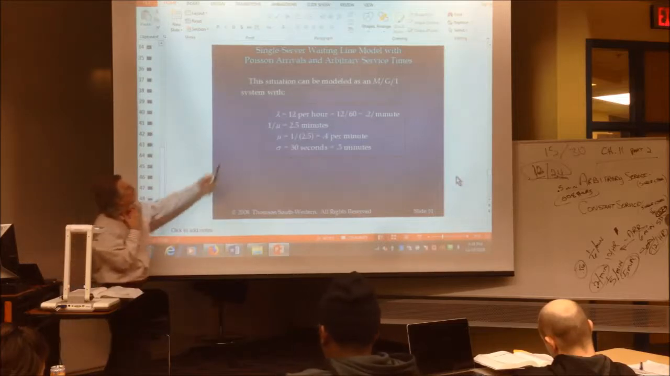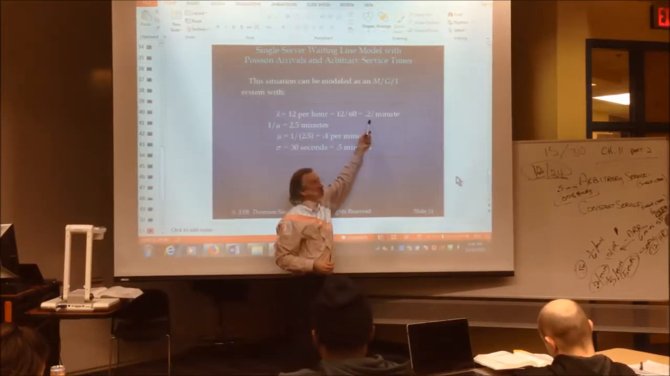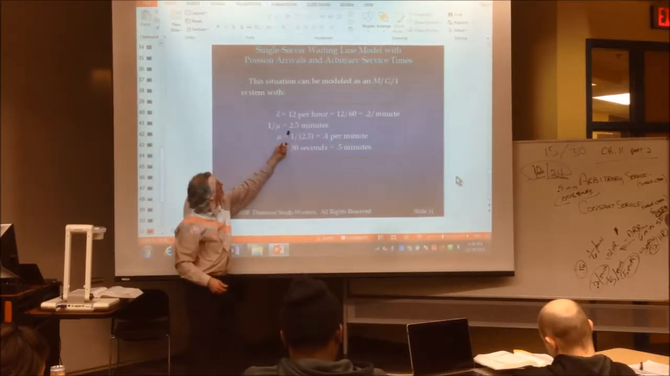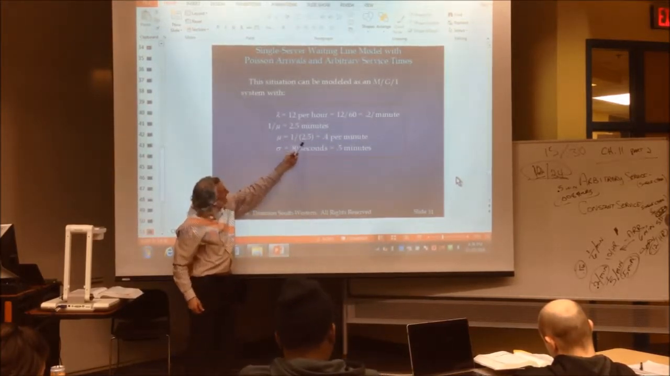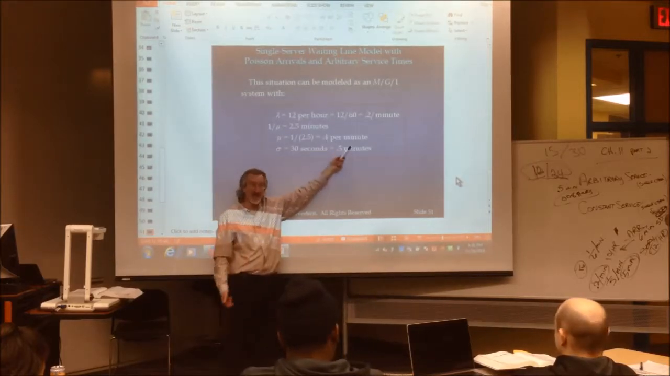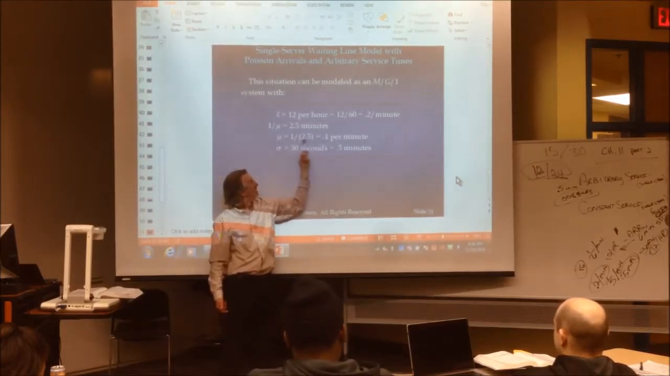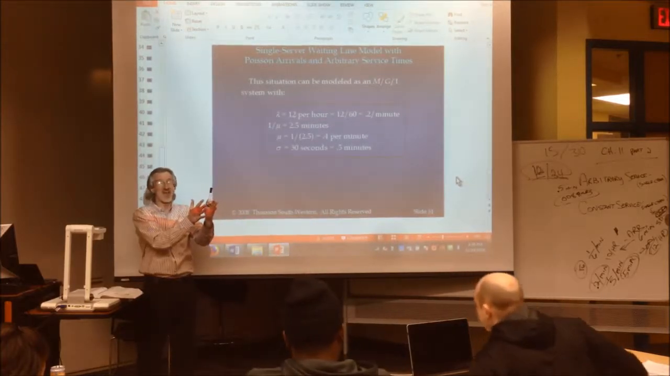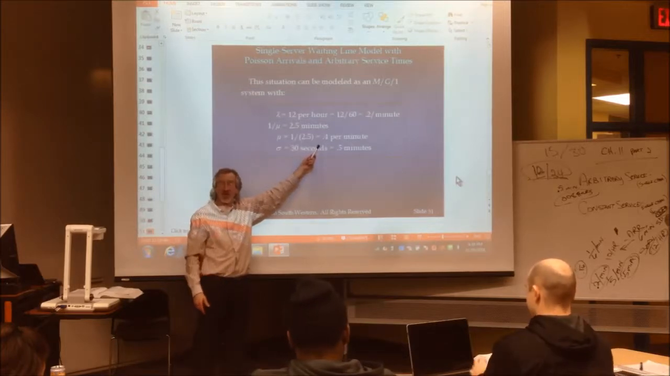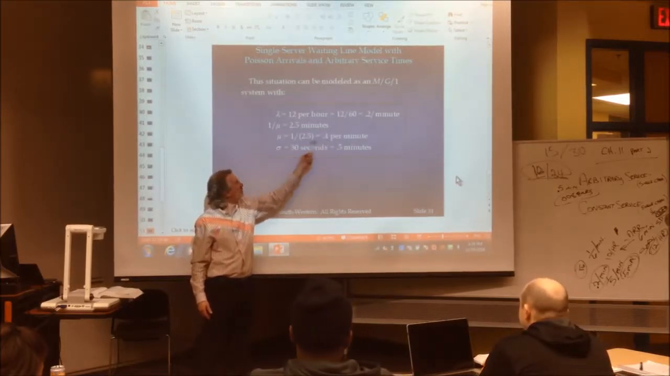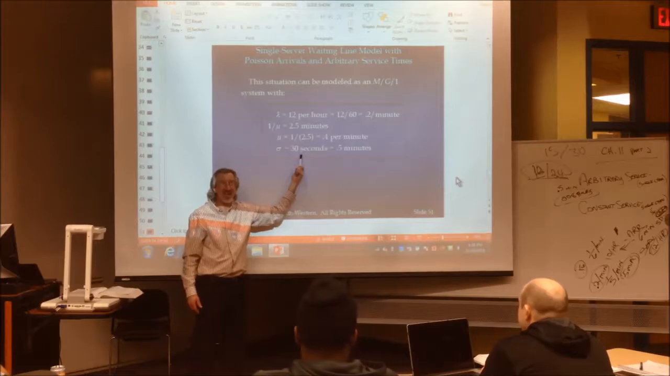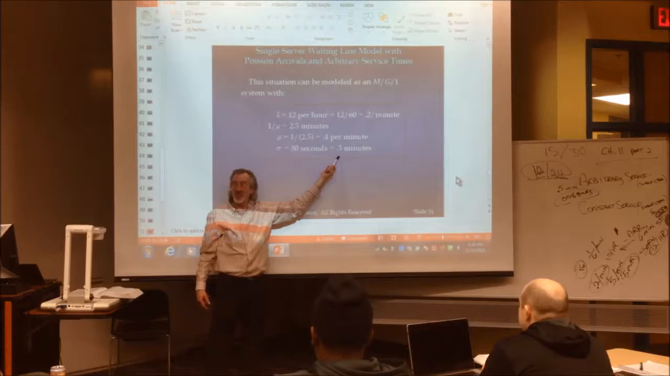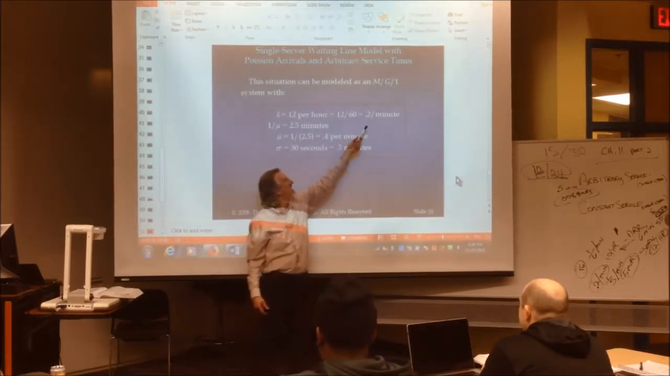12 per hour divided by 60 would be 0.2 customers arriving per minute, because we were given 12 per hour. Service is 2.5 minutes. 1 over that time is the rate per minute. So if it takes us 2.5 minutes to serve one customer, a minute is less than half a customer. Sure enough, it's 0.4 of a customer. So now our arrivals are 0.2 and 0.4, but our standard deviation's in seconds. We have to convert it to minutes. 30 seconds is the same as a half a minute.